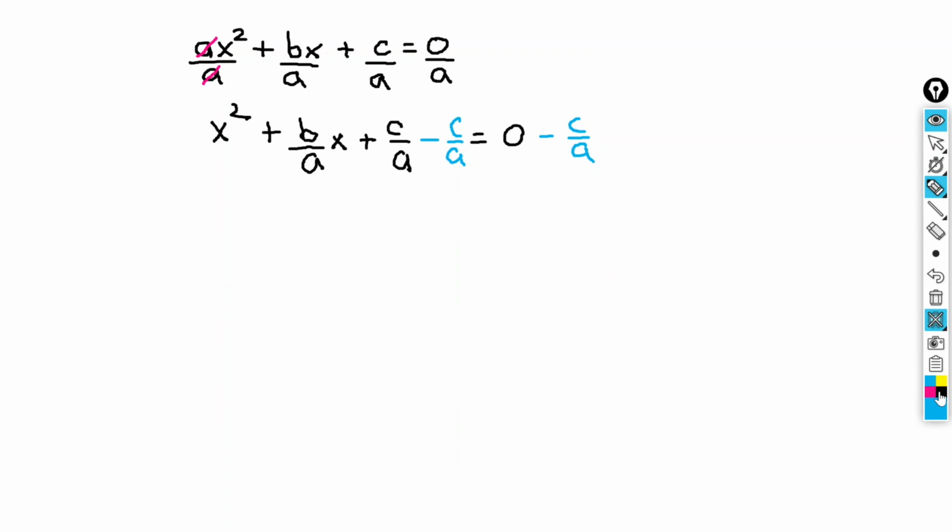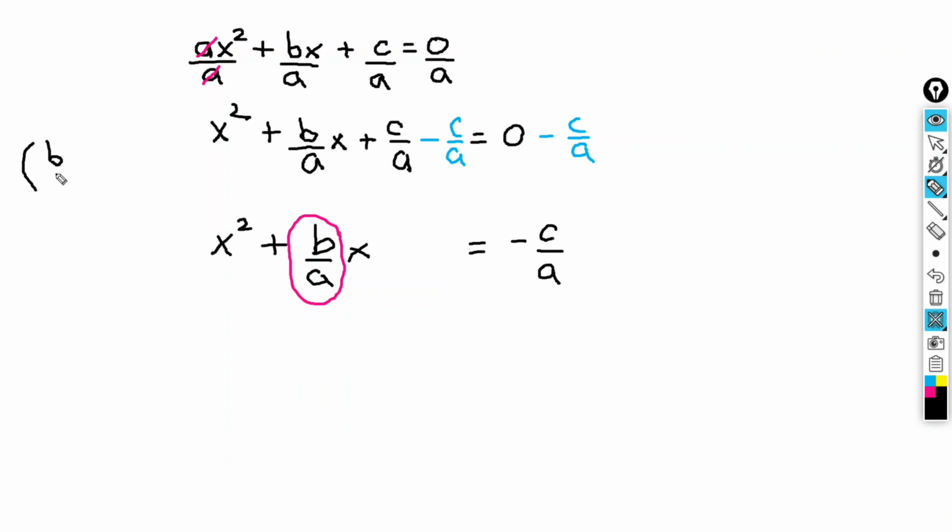When we do that, we get x squared plus b over a times x equals negative c over a. Our next step is to take half of b over a and square it. So half of b over a, to find that we double the denominator. So we're going to do b over 2a.